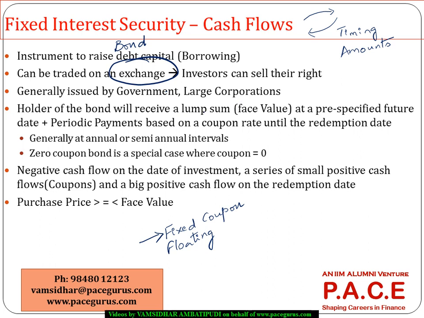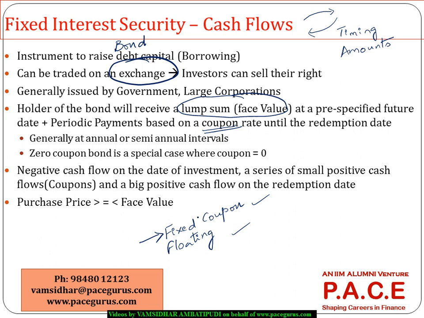So, as I said, the holder of the bond will receive a lump sum face value on the maturity date, and along with that some intermediate payments at periodic intervals of time, and the intermediate payments are called coupons. In some cases the coupon may be fixed, in some cases the coupon may be floating. If the coupon is fixed, then the timing and amounts of the cash flows are fully certain.